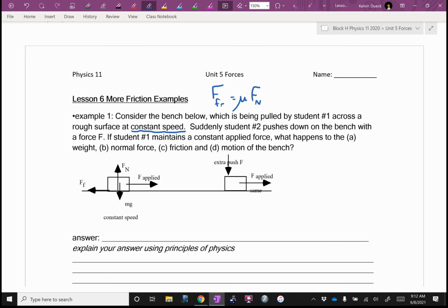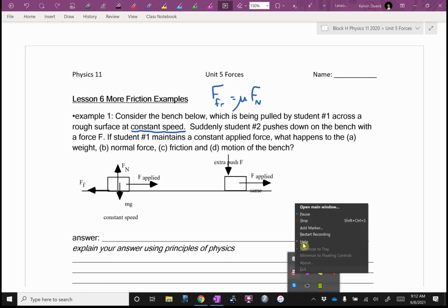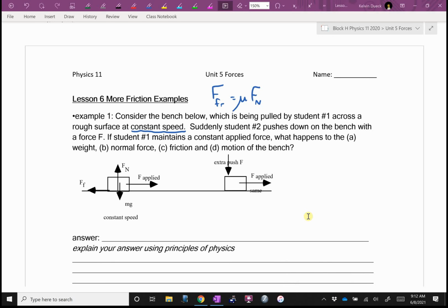Okay? Suddenly, student number 2 pushes down on the bench. You know what? Marley comes along and sits on the bench. Oh, got another latecomer. Marley sits on the bench, and some of you are smiling when I said that because you've seen that happen. Someone's pushing it along. Okay. So there's an increased downwards force.